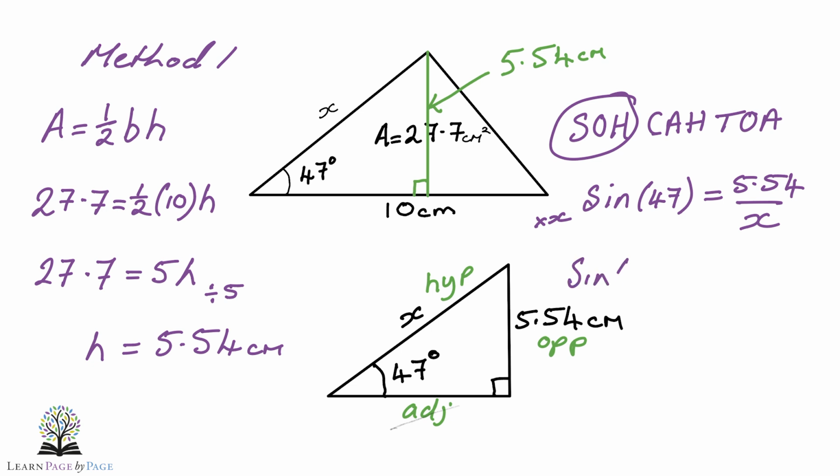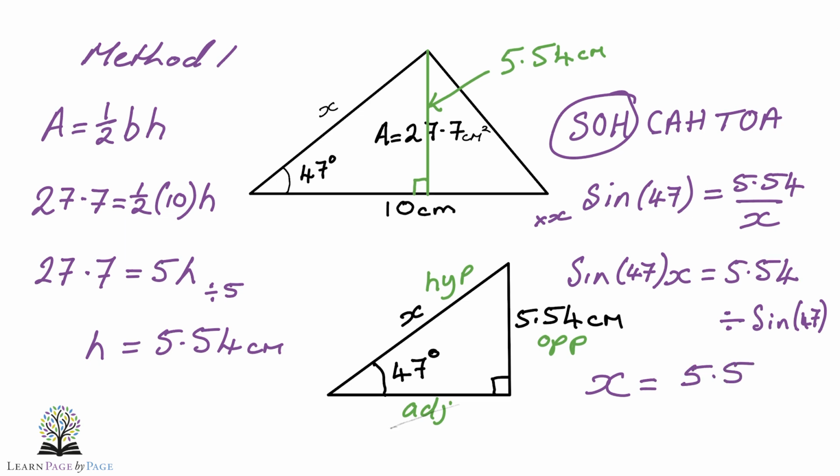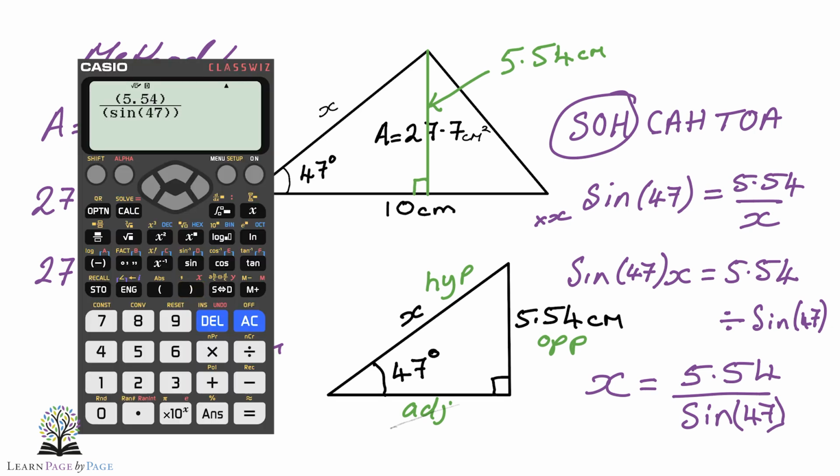The sine of 47 degrees times x is equal to 5.54, and then x will be equal to, so we're going to divide by sine 47 on both sides, and that will eliminate it from the left, and we'll be left with x equal to 5.54 all over sine 47. We'll pop that in the calculator. Close your brackets. My big one is always making sure you use brackets whenever you're putting anything in a calculator. You never know how it's going to behave.